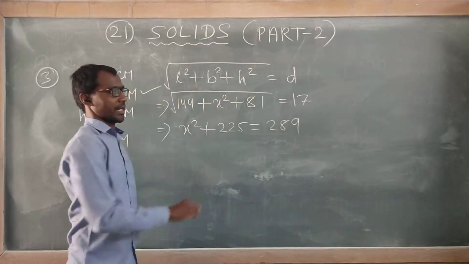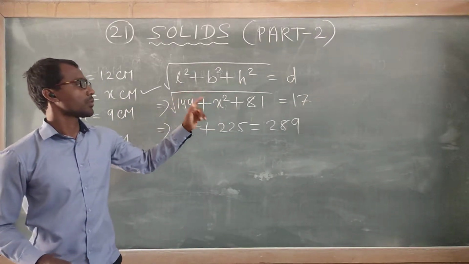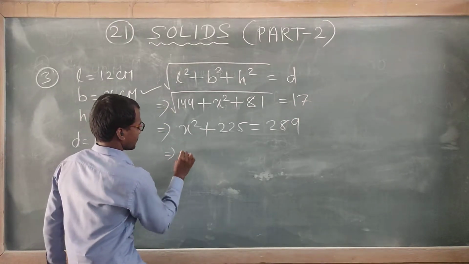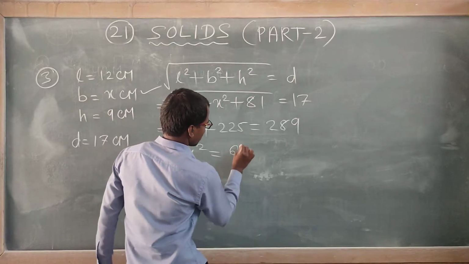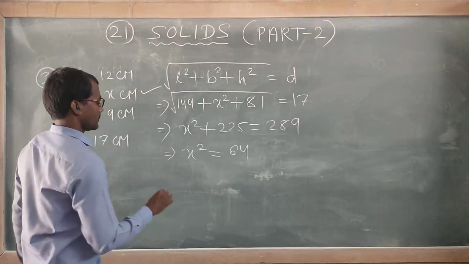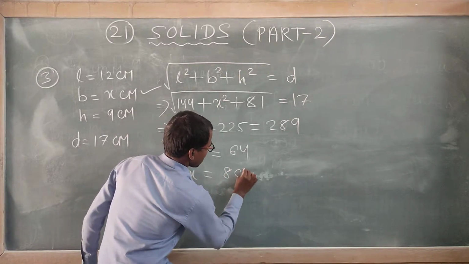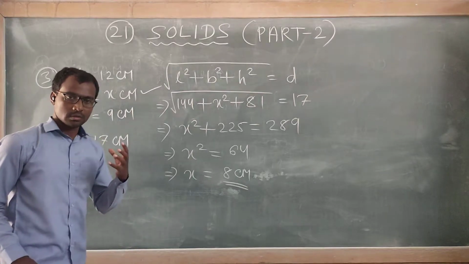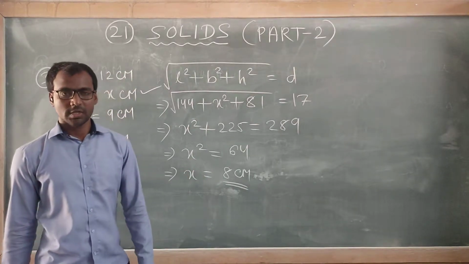If you square both sides, the square root will be removed and this 17 will become 289. So x square is equal to 289 minus 225, which is 64. x is equal to square root of 64, that is 8 cm. So the breadth of the box in which the rod has been kept is 8 cm. Clear?